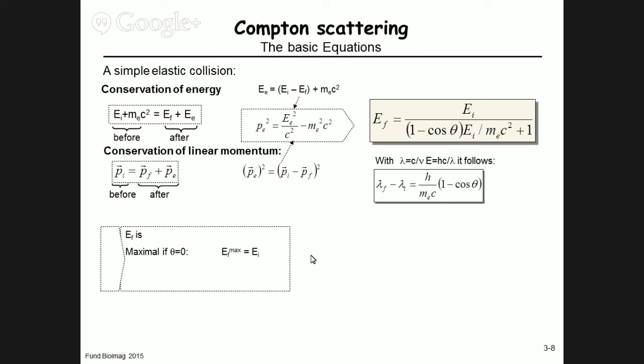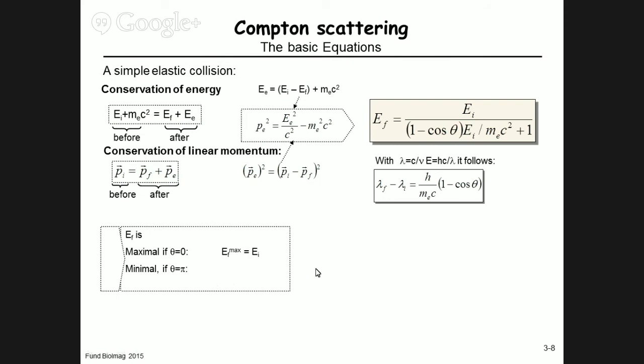So what can we deduce from this equation? The energy of the photon is maximal if the angle theta is zero, so there's no scattering, and in that case we find that the photon has not lost any energy. It's minimal if theta is 180 degrees, or pi.